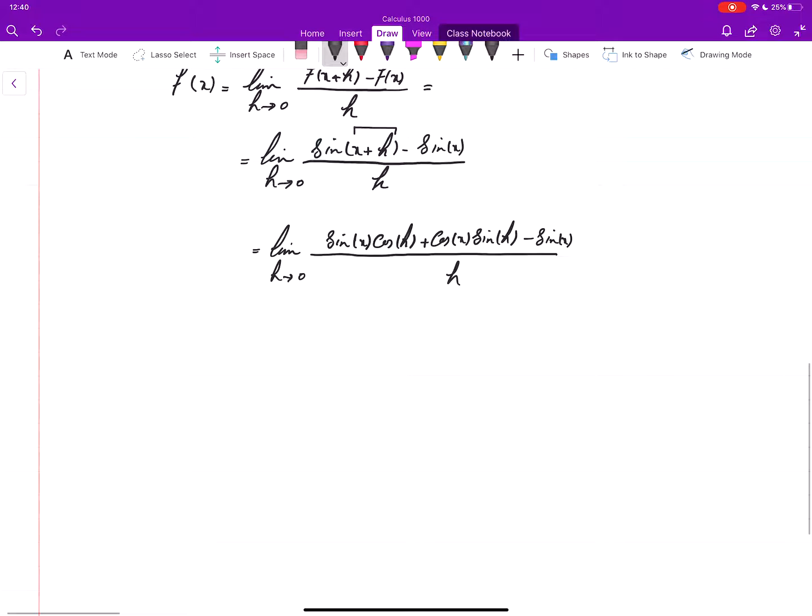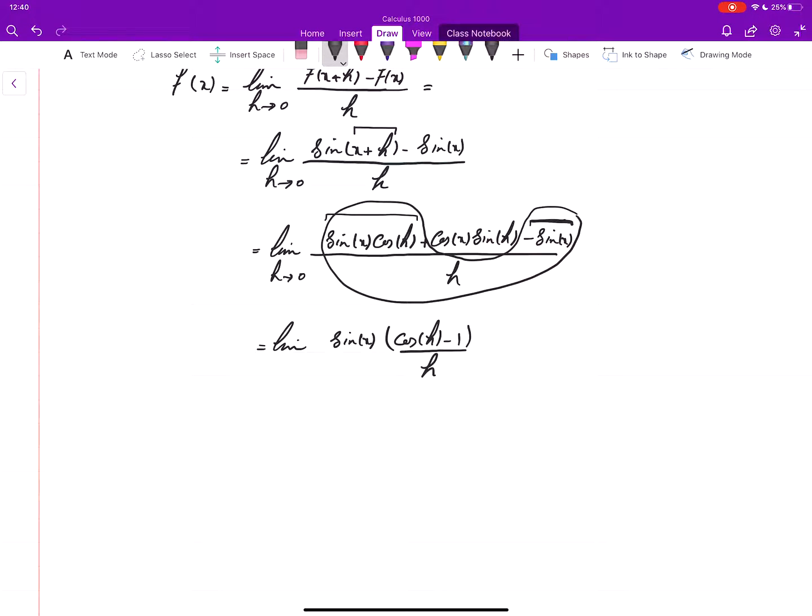Well, looking at it this way, it's not a very clear limit what to do. But if you focus, you will notice that these two terms have sine x. So I can factor out sine x from those and write the rest. So this is cosine of h minus 1 over h. We took these three terms, as h goes to 0, plus limit of cosine of x times sine of h over h as h goes to 0.